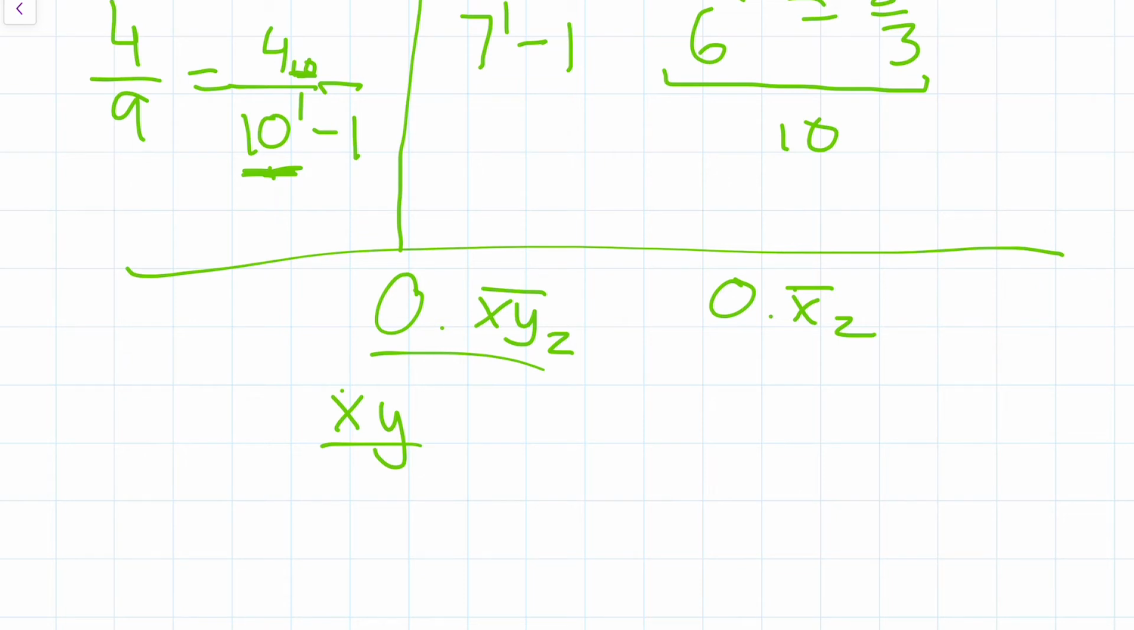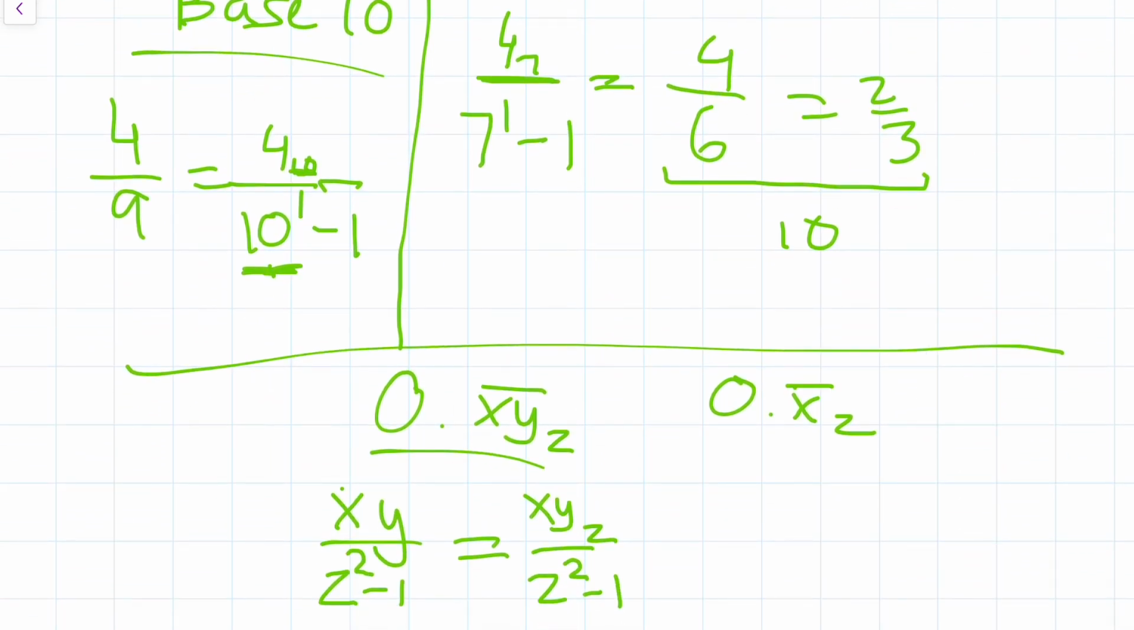So it would be xy over z to the second minus 1. And then this part would be equal to xy to the zth power over z to the second minus 1. So this is kind of obvious. So then here we can derive 4 base 7.